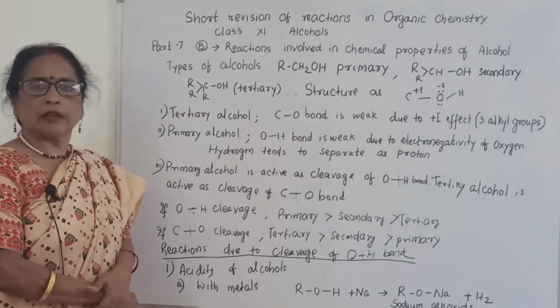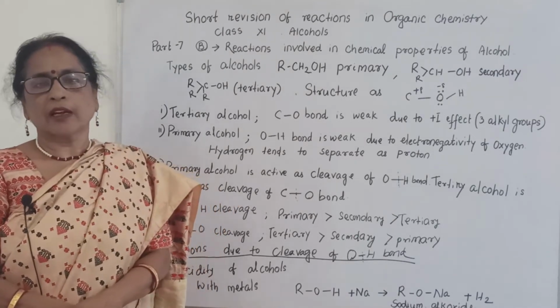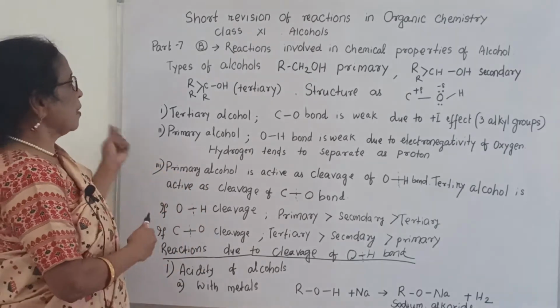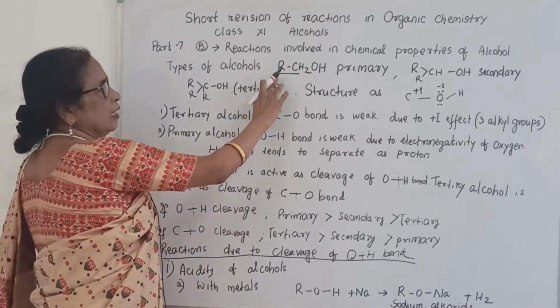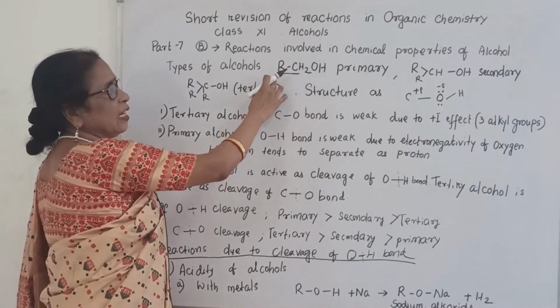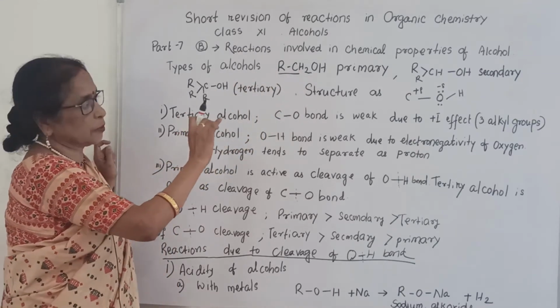Types of alcohol, you know what are the types of alcohol? Primary alcohol, secondary alcohol and tertiary alcohol. What is the primary alcohol? RCH2OH. In this carbon, one side alkyl group and there are two hydrogen atoms which are free on the carbon.